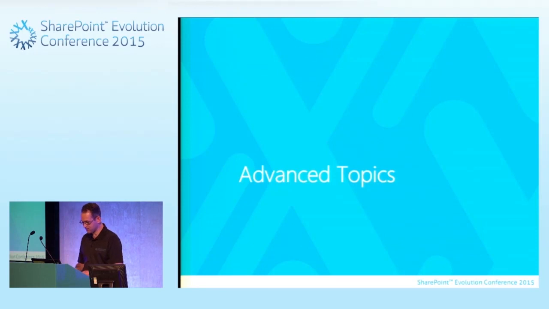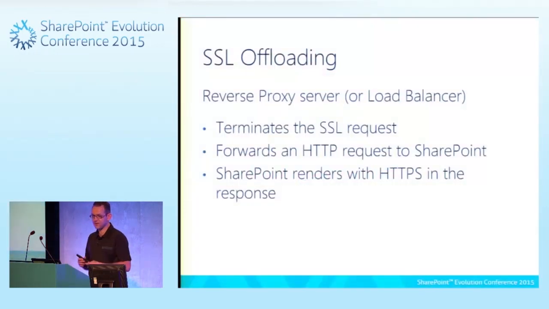I just have a few minutes to touch on some advanced topics, and that's mainly reverse proxying and SSL offloading. Traditionally, we used alternate access mappings to do SSL offloading. Now, I must say, I see customers who use SSL offloading, but not many new customers use it. I don't know why, but people don't like to use it anymore, at least not my customers. But still, it's a very valid approach. It terminates the SSL request outside of SharePoint, so on the load balancer or on the reverse proxy, for example.